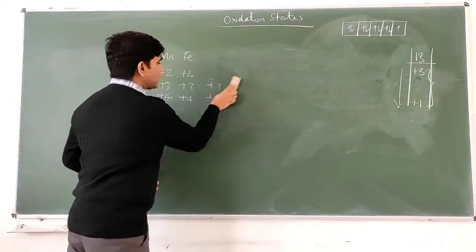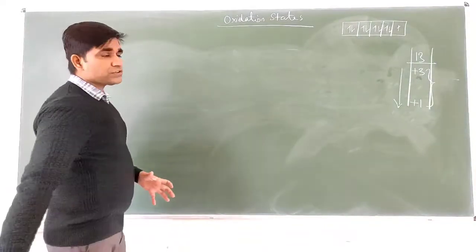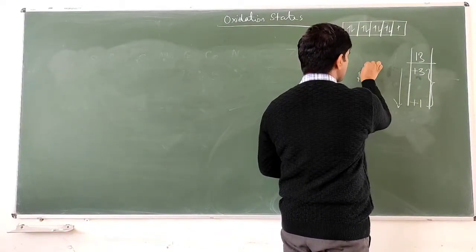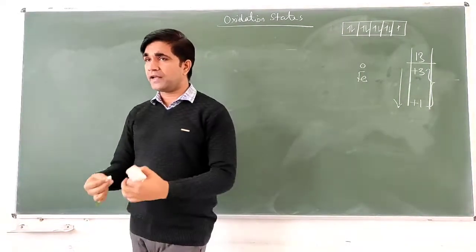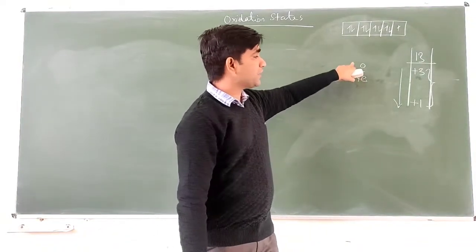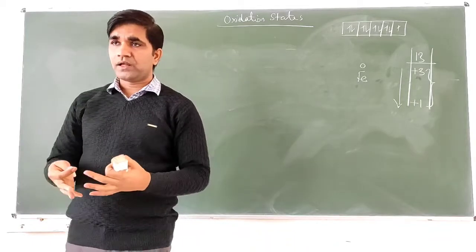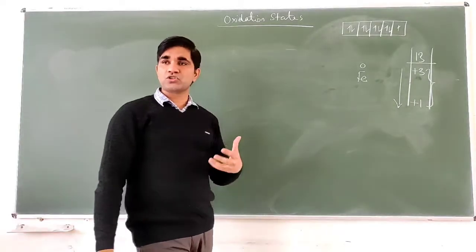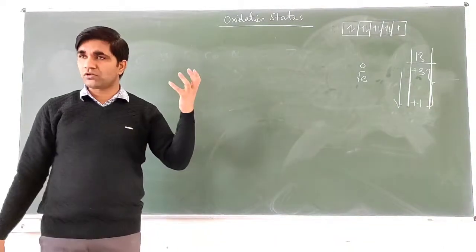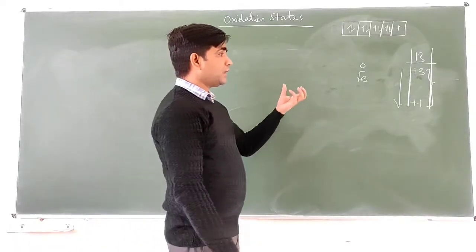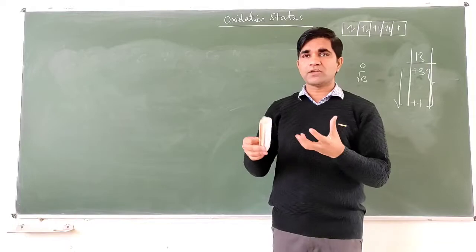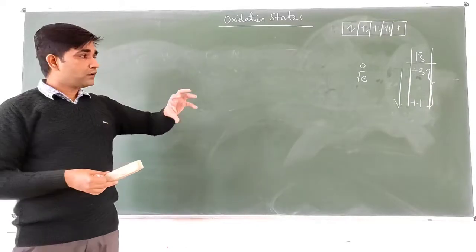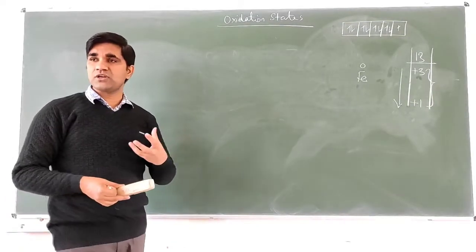Other than this, I would like to tell you one more important thing. The zero oxidation state is exhibited by an element only when it is present in the free state. Suppose the oxidation state of iron is 0 only when it is present in the free state. It is not present in a compound. As it forms a compound, its oxidation state becomes positive because this is an electropositive metal. This happens with all the transition elements because they are electropositive. They can lose electrons easily, so they exhibit positive oxidation numbers. Zero oxidation number is not possible in compounds. It is possible only when it is present in the free form.